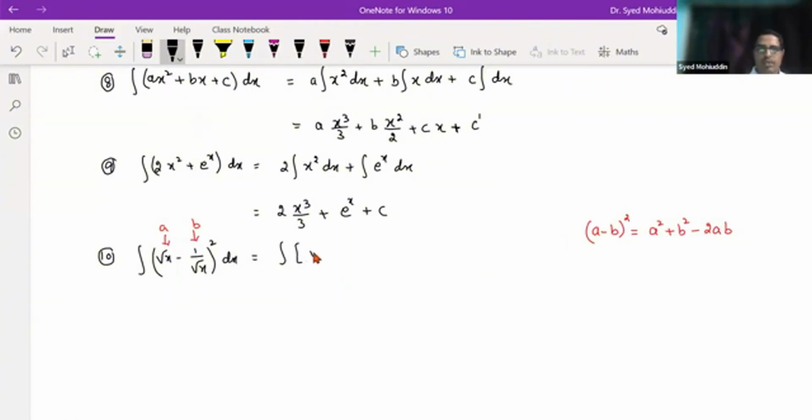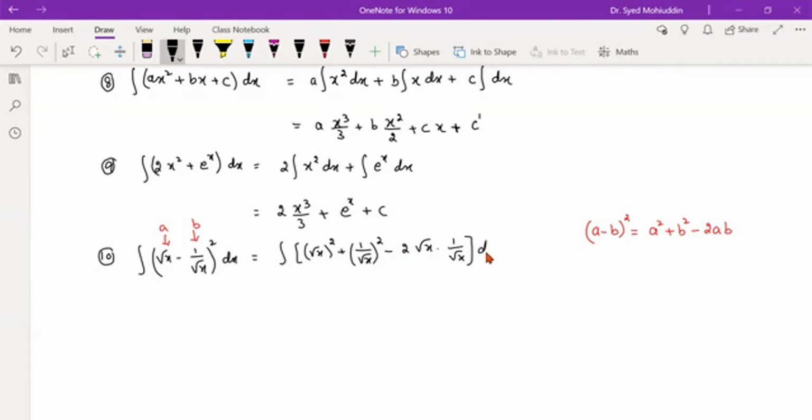a square, that is root of x whole square, plus b square, it will be 1 by root of x, so 1 by root of x whole square, minus 2 into a value, which is root x, into b value, which is 1 by root of x, times of this dx.